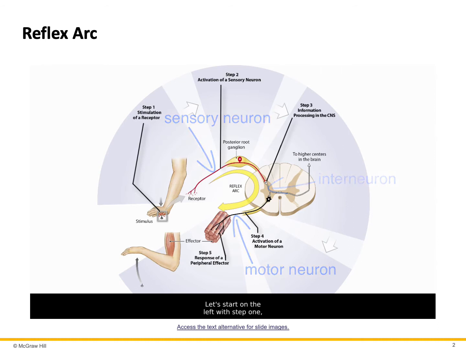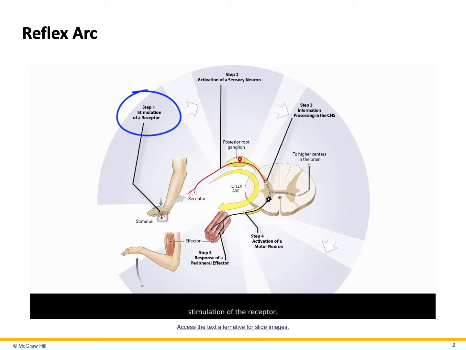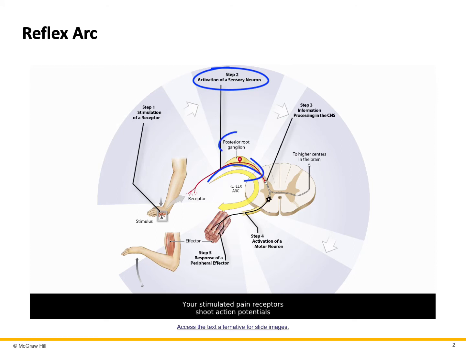Let's start on the left with step 1, stimulation of a receptor. Here, the stimulus is that you touch a sharp tack, which stimulates pain receptors in your hand. Now, let's move clockwise to step 2, activation of a sensory neuron. Your stimulated pain receptors shoot action potentials to the posterior root ganglion and then to your spinal cord.